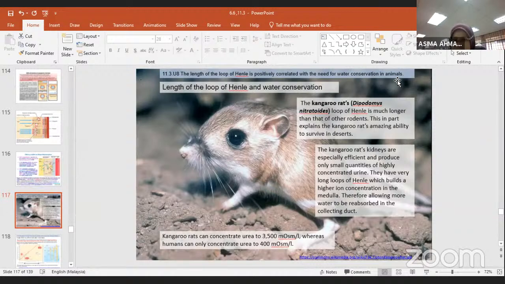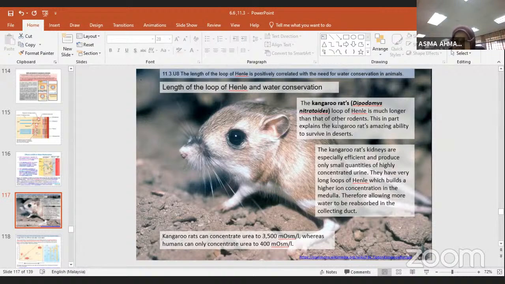Okay. So now the length of the loop of Henle is positively correlated with the need for water conservation in animals. So let's say animals that live in the desert, for example, they need to conserve a lot of water. Maksudnya, dia akan ada longer loop of Henle, because by having a longer loop of Henle, they can absorb more water. For example, here the kangaroo rat's loop of Henle is much longer than that of other rodents. So this in part explains the kangaroo rat's amazing ability to survive in deserts.